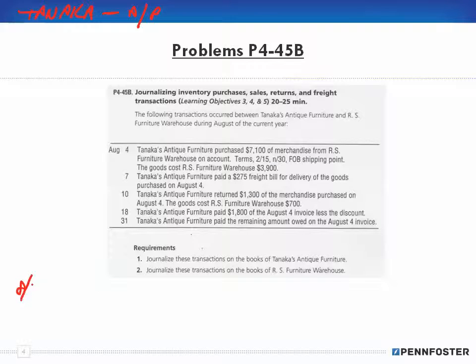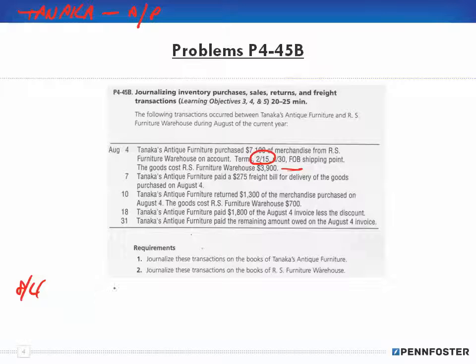So on August 4th, Tanaka purchases $7,100 of merchandise on account, and the terms are 2/15, FOB shipping, and the goods cost RS Furniture $3,900. So from an RS perspective, you'd make an entry for the sale, and then of course you would make an entry to move it out of inventory. The sale is $7,100. Moving it out of inventory is the cost of goods sold, which is $3,900.